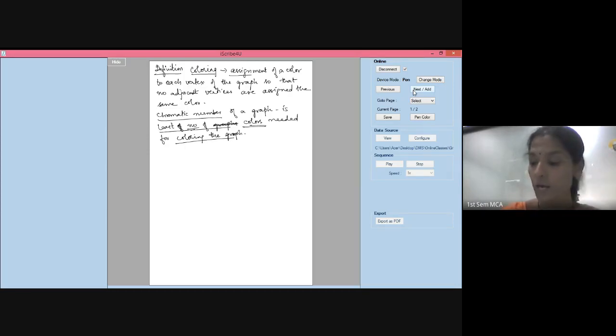Coloring the graph means assignment of a color to each vertex of the graph so that no two adjacent vertices are assigned the same color. So how many such colors are required so that no two adjacent vertices have the same color? That number I call the chromatic number of the graph. It is denoted by chi, the Greek symbol, like in chi-square. Chi of G means the chromatic number of G. Right? Next, we have a theorem based on this, which is called the four-color theorem.